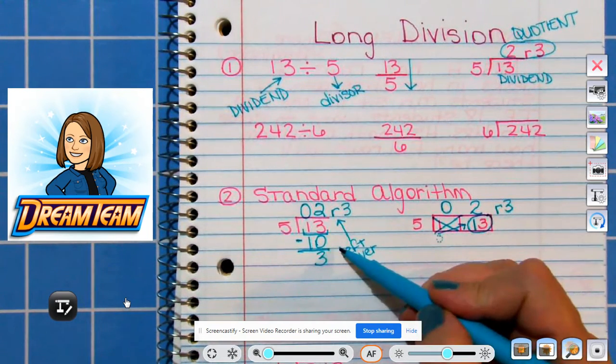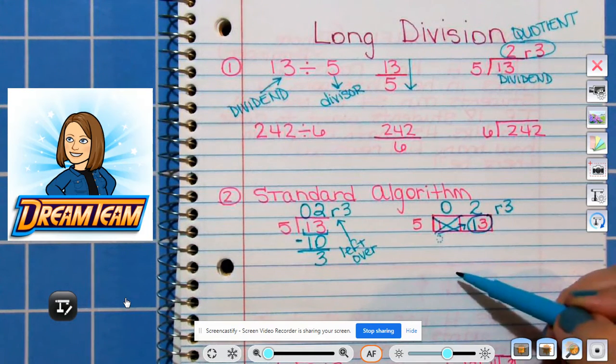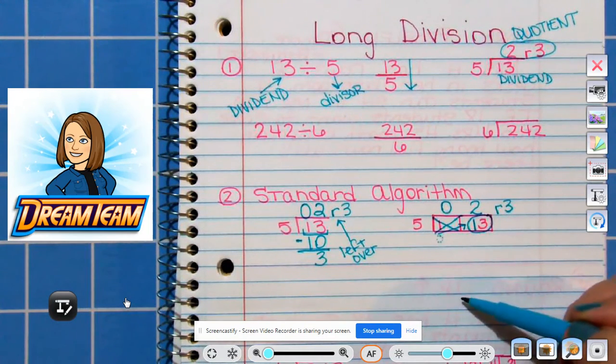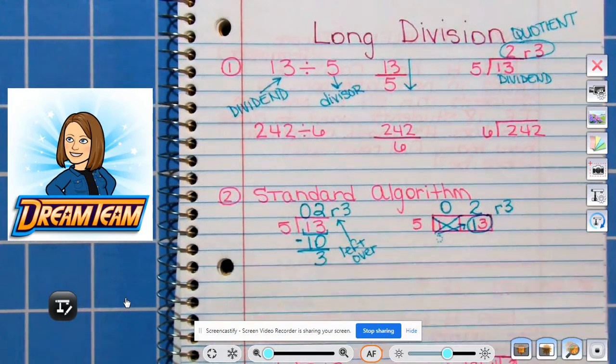Some are able to see it this way, some are able to see it that way, and that's the good thing about math. There are many different avenues for division, for multiplication, for any kind of math problem. There's different avenues that will take you to the same answer.